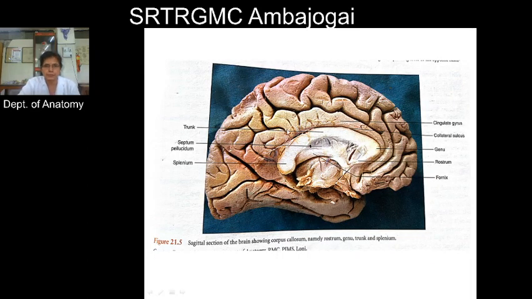Now this is the medial surface of the cerebral hemisphere, and to identify the medial surface, the most important, prominent structure present on it is the corpus callosum. This corpus callosum is the thickest, largest bundle of white fibers in the brain, and it is a type of commissural fibers.